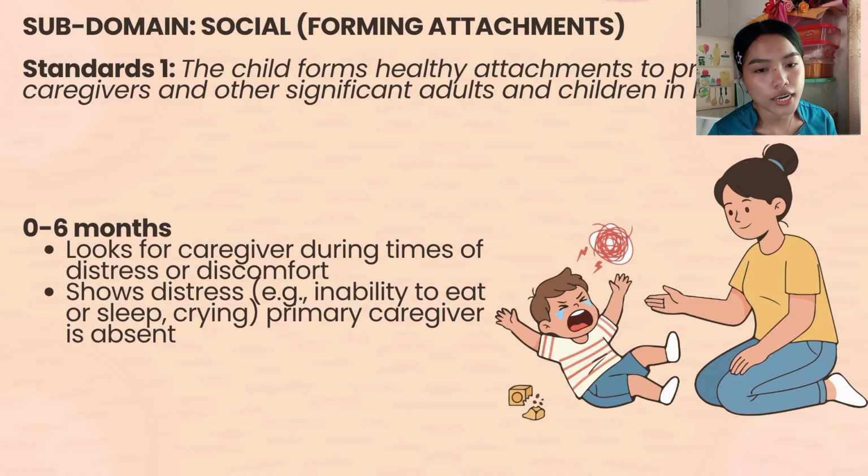And then we have here the subdomain social: forming attachments. The child forms healthy attachments to primary caregivers and other significant adults and children in his or her life. So 0 to 6 months: looks for caregiver during times of distress or discomfort, shows distress, inability to eat or sleep, or crying when the primary caregiver is absent. Of course, they really look for their caregiver, the mom, during times of distress or discomfort, or if they are hungry again and again, or in pain.